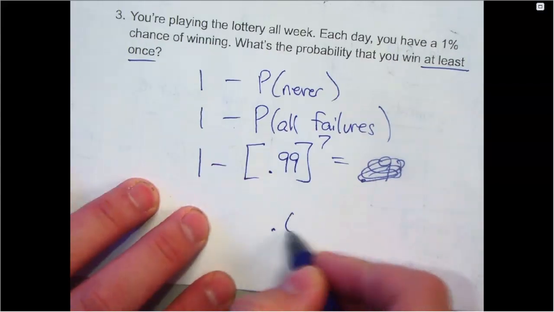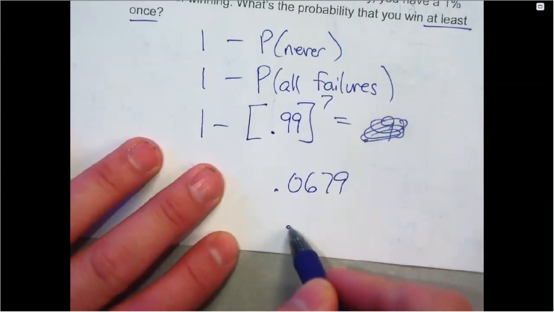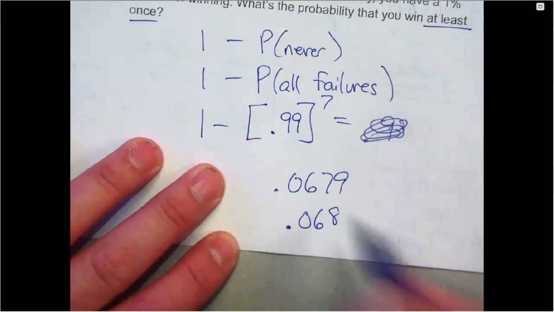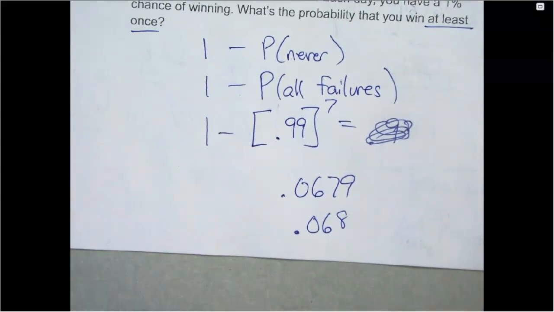So I get 0.0679. Have we talked about rounding yet? In AP Calc, it's very straightforward. They say round to the third decimal place. In AP Stats, they tell you to round to where it makes sense to you.